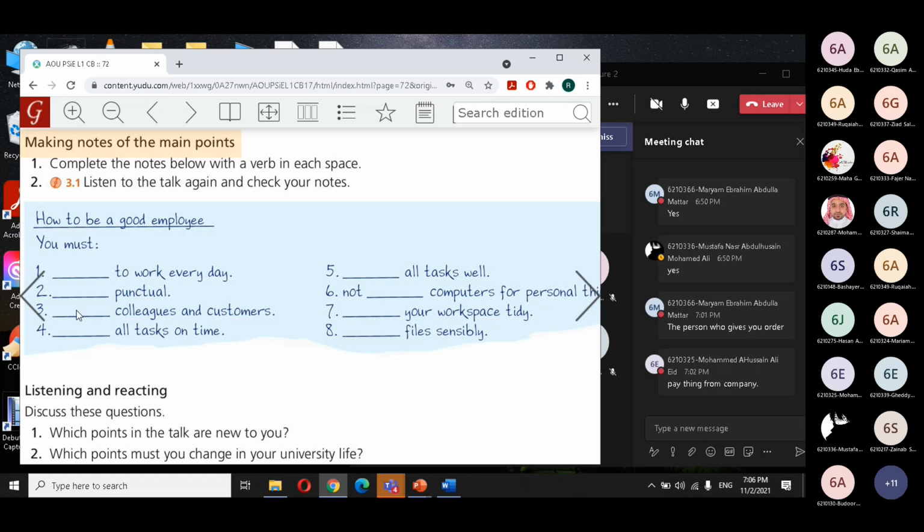For example, in number 1, "You must to work every day." What is the word missing here to make a sentence? Go. Yes, excellent. You must go to work every day. This is picture 1. And don't forget, this is the answer to this question: how to be a good employee? You must go to work every day.